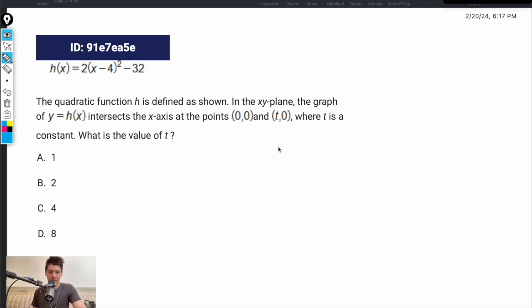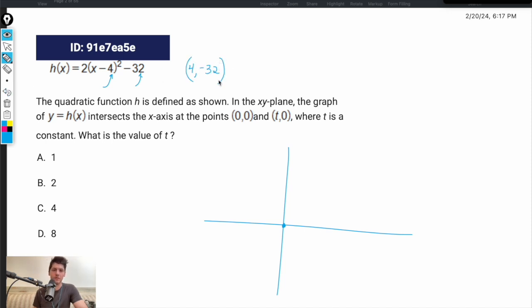All right, so in a situation like this, probably the first thing to do is just sketch out a really basic graph, don't try too hard. (0, 0) is a point on the graph, and another point on the graph that we know comes from this equation. And if you didn't know this, that's okay. This is vertex form. The vertex is at (4, -32). And that's really important that you can see that from this vertex form.